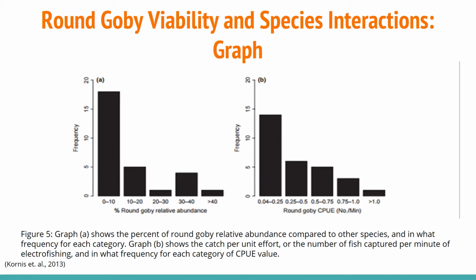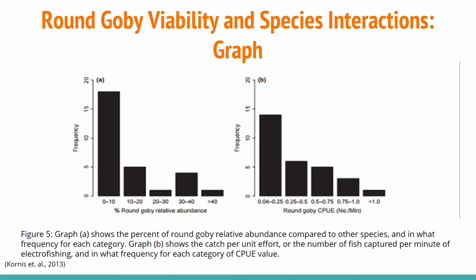The overall result of this journal is that native fish species were not affected by the invasive round gobies, which was originally thought. The first graph shows the percent of gobies relative abundance of all individuals captured in an area on the x-axis, and the frequency that this percentage was calculated for each area on the y-axis. This shows that even though the round gobies are present in most areas, they only made up 0 to 10% of the total fish captured.